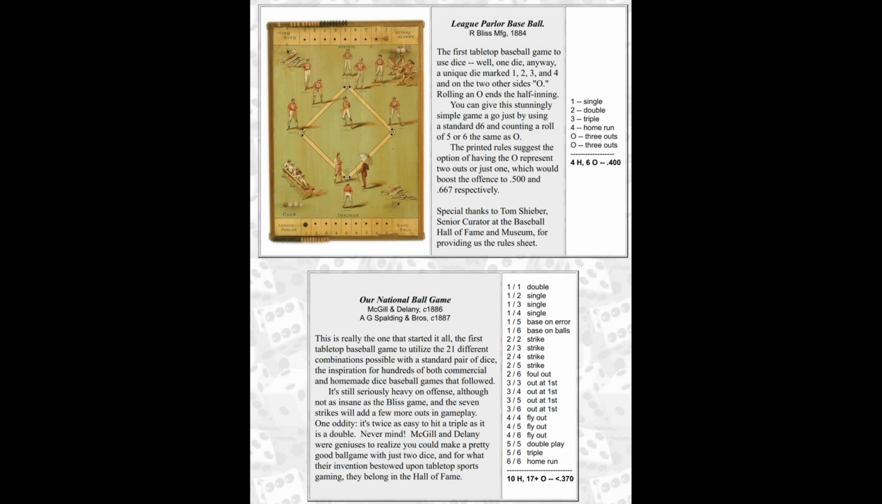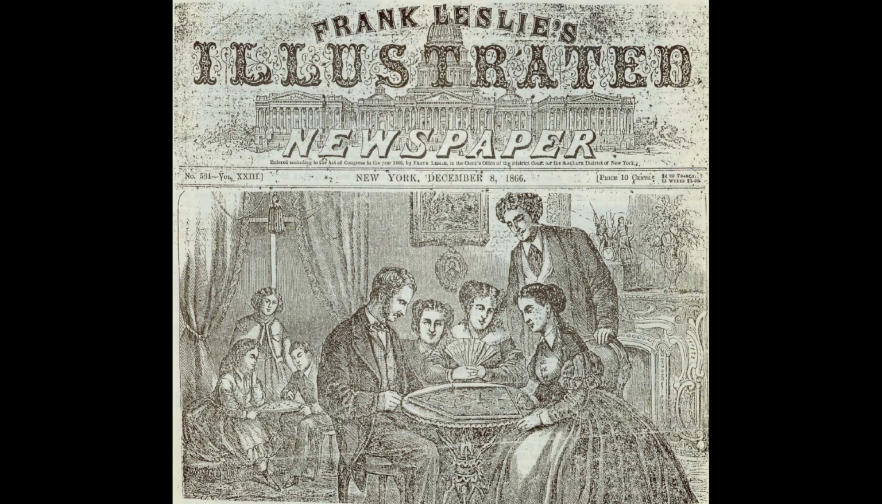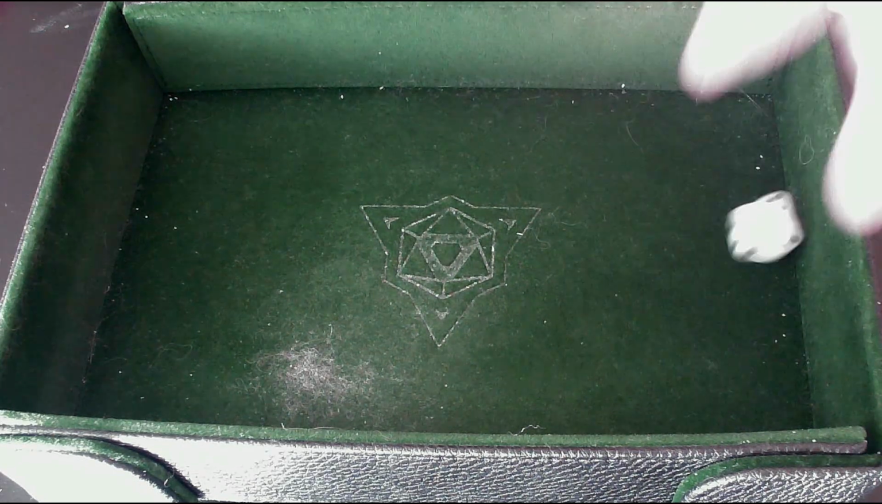Dice baseball goes back to the early 1880s at least. There is a mention of some kind of parlor dice baseball game in an 1866 magazine from New York. The earliest dice baseball games that we know about were really simple. You would roll a single die. The number would give the outcome with 6 possible outcomes.